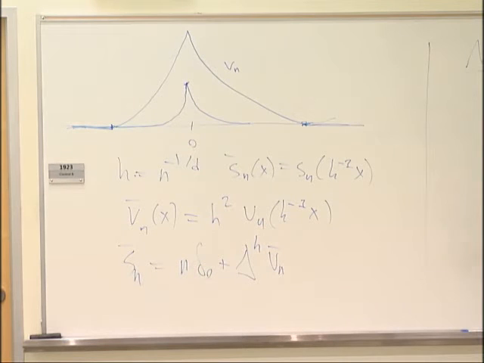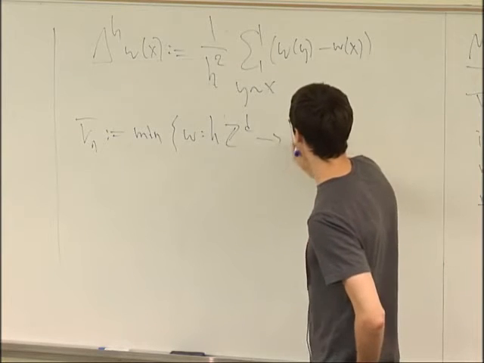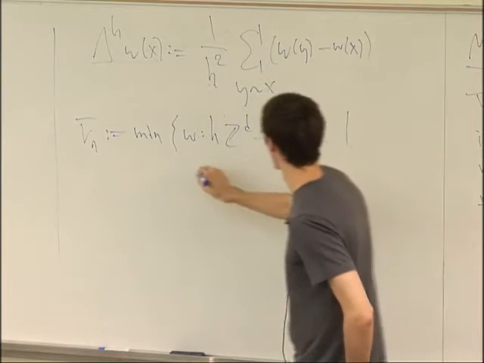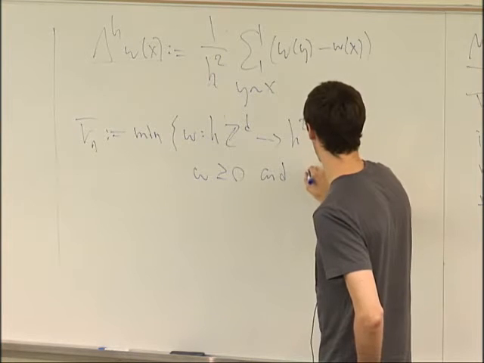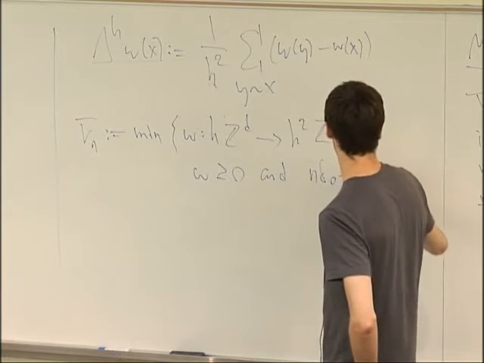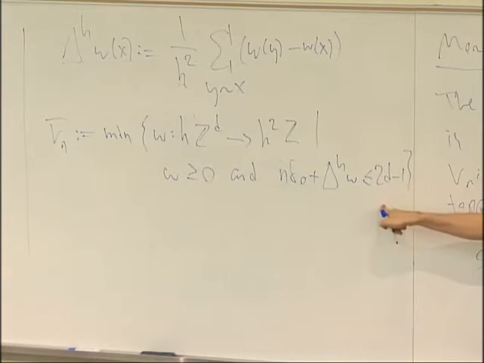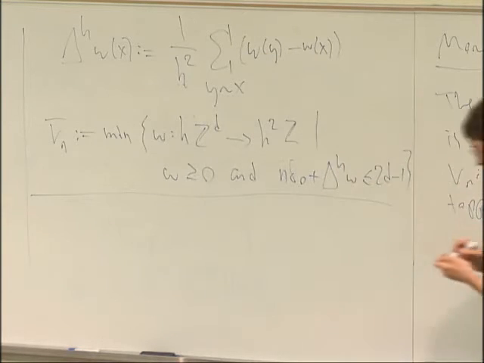And then we still get a least action principle for this guy. This is still the minimum over a certain set of functions, but now we have to change which lattice we're working on. So now W goes from h Z to the d to h squared Z, and we have the same sort of constraints. So we have a rescaled least action principle that goes along with it. Okay, great. I guess I need to hurry up a little bit.